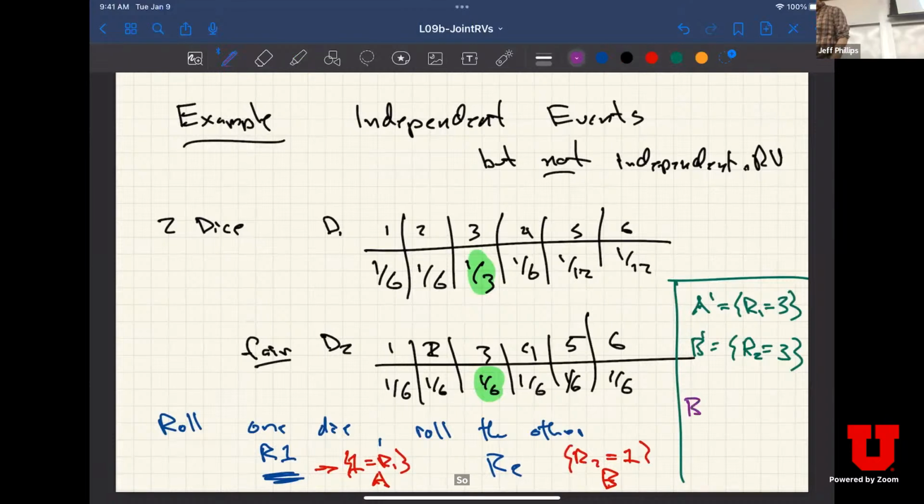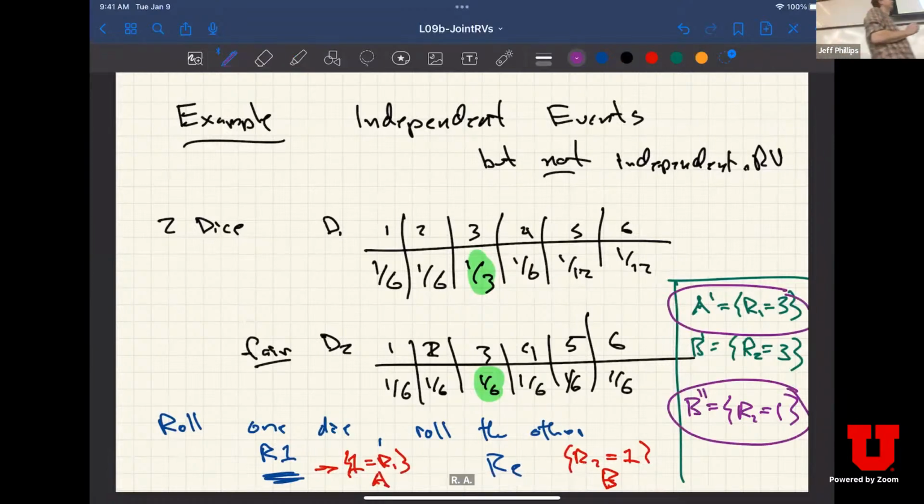So this is tricky. What if instead I use event B double prime, which is R2 equal to 1? Are A prime and B double prime going to be independent of each other? Yes, that's right. These two events are independent. I have to pick two values. They're not independent if I pick a 3 and, say, a 5, because they both have to differ. Most pairs of events across the rows are going to be independent, but only the ones where both have a different probability are not independent. But that means the random variables are not independent.